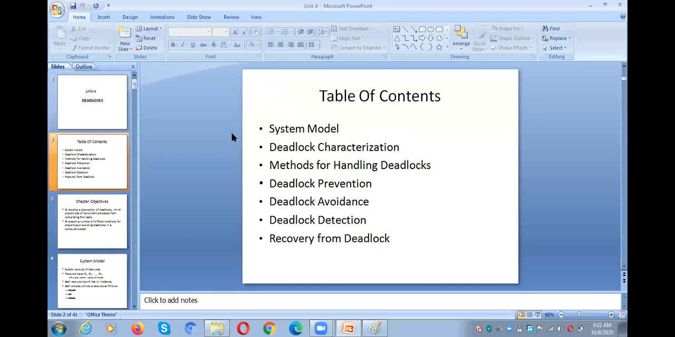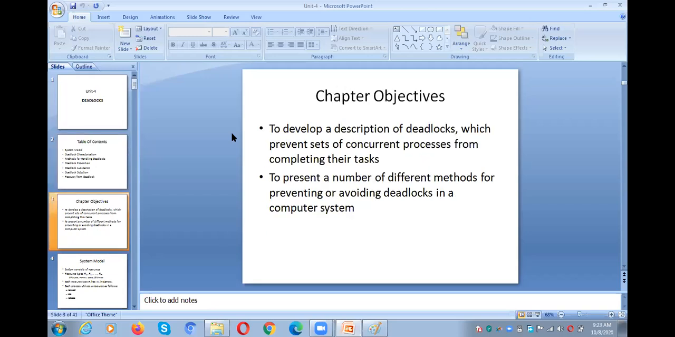That means we need to know what a deadlock is and what the deadlock requirements are. And the next one, there are four techniques under deadlock. In order to handle deadlocks, we need deadlock prevention, then deadlock avoidance, and then deadlock detection. The last one is recovery from the deadlock.